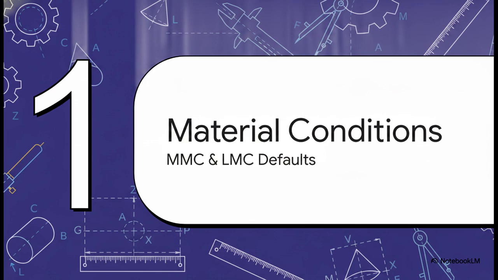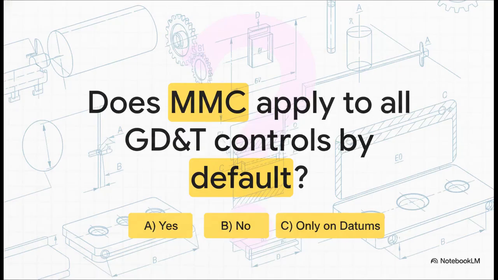Let's kick things off by testing a fundamental assumption that traps a surprising number of folks on the shop floor. Here's our first scenario, a classic engineer trap. Does MMC, or Maximum Material Condition, apply to all GD&T controls on a drawing by default? Is it A, yes, B, no, or C, only on datums? All right, pause the explainer for 5 seconds, lock in your answer, and let's see what you've got.